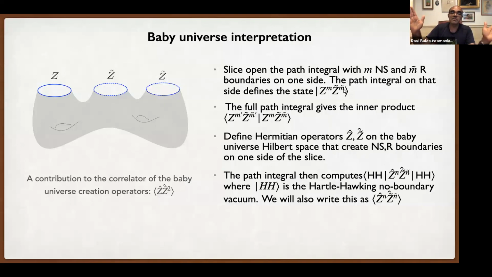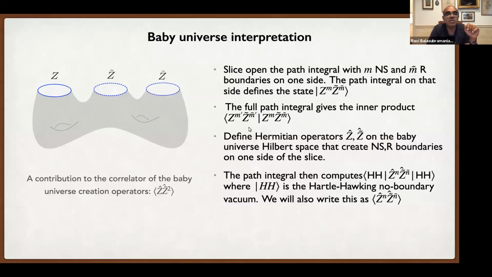And so the full path integral you can understand as creating the inner product between a certain number of boundaries of certain kinds and a certain number of boundaries of other kinds, and the path integral tells you the inner product, according to the usual definition. If you like, you can think about this by saying that I'm going to define the Hartle-Hawking vacuum, so that's a no boundary vacuum, and then I imagine operators that create boundaries on that vacuum. So those are these z hats.